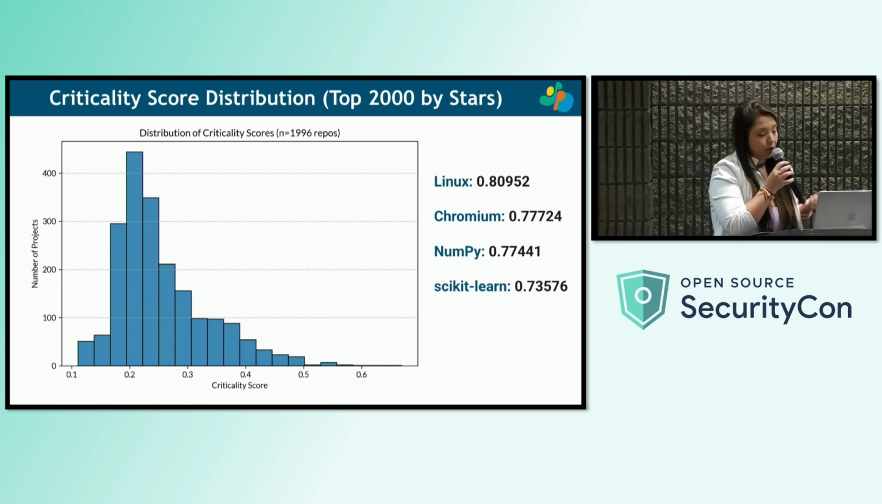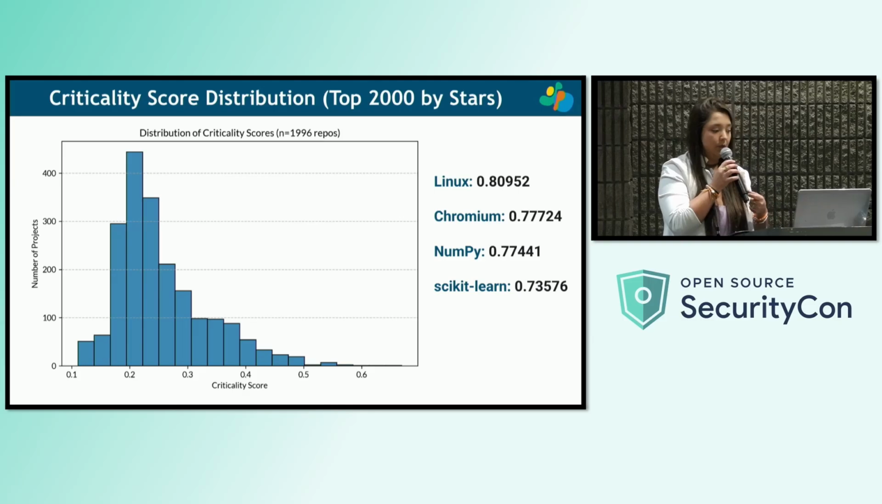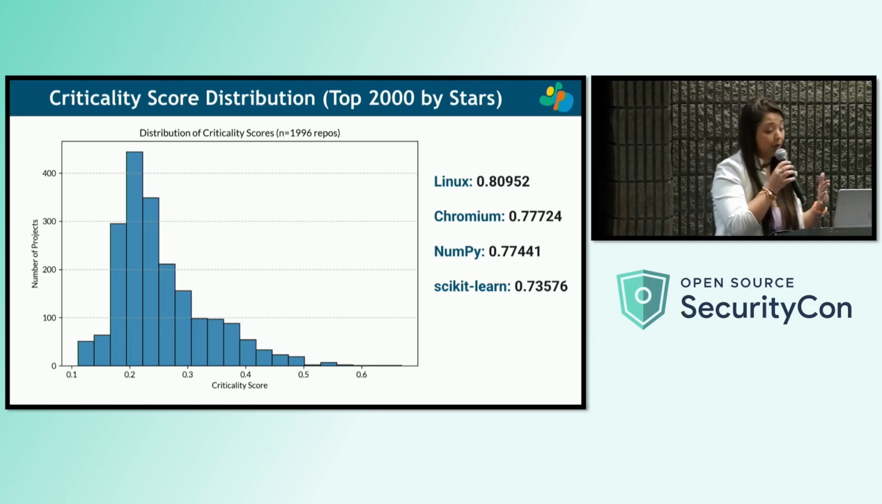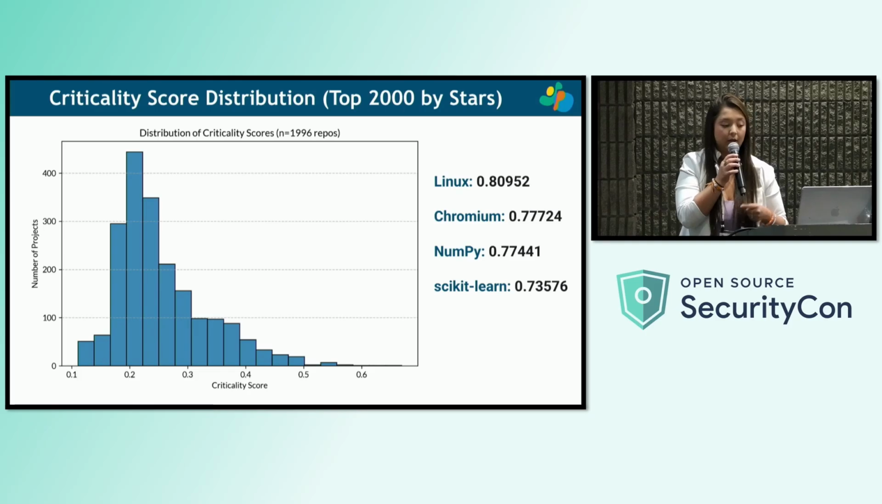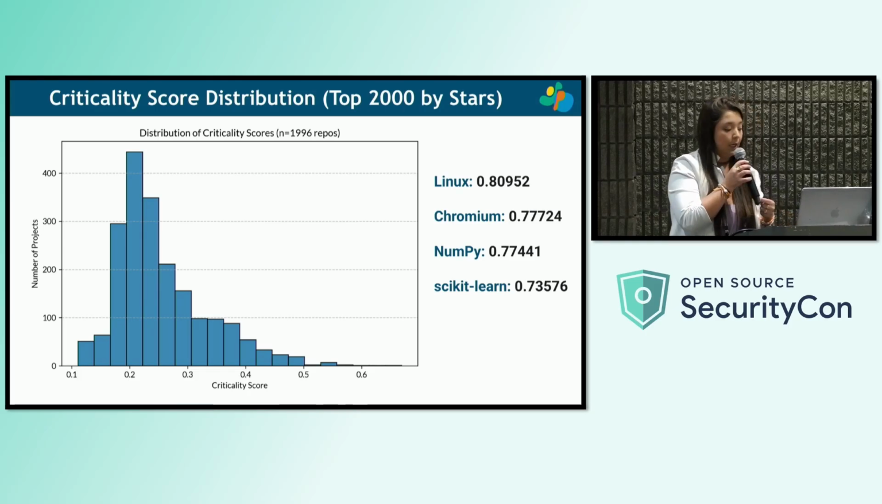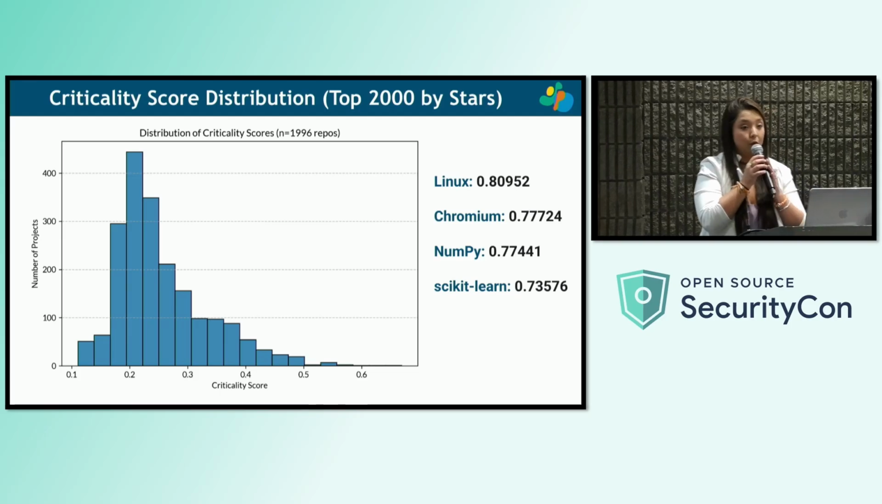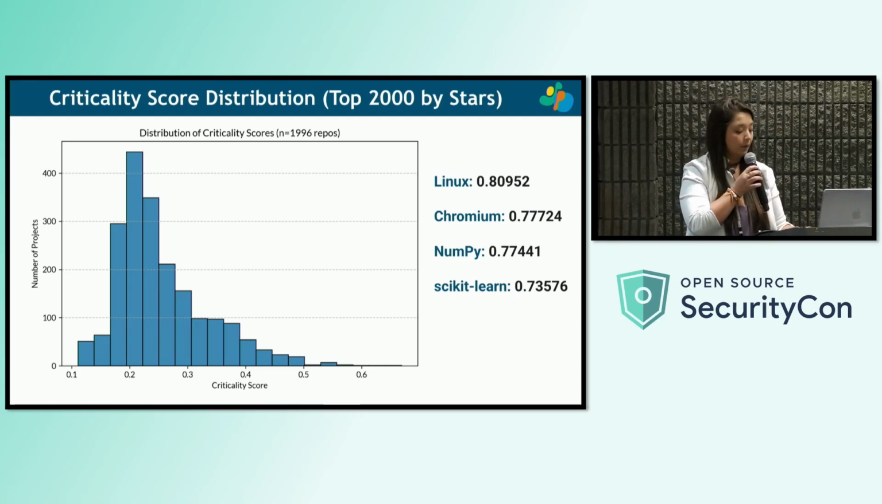And if we look at the distribution of the criticality score, we see that the average per se is not very critical. But there's a couple of projects that are above 0.5. And if we take into account that the Linux project has a criticality score of 0.8, that's actually pretty high.